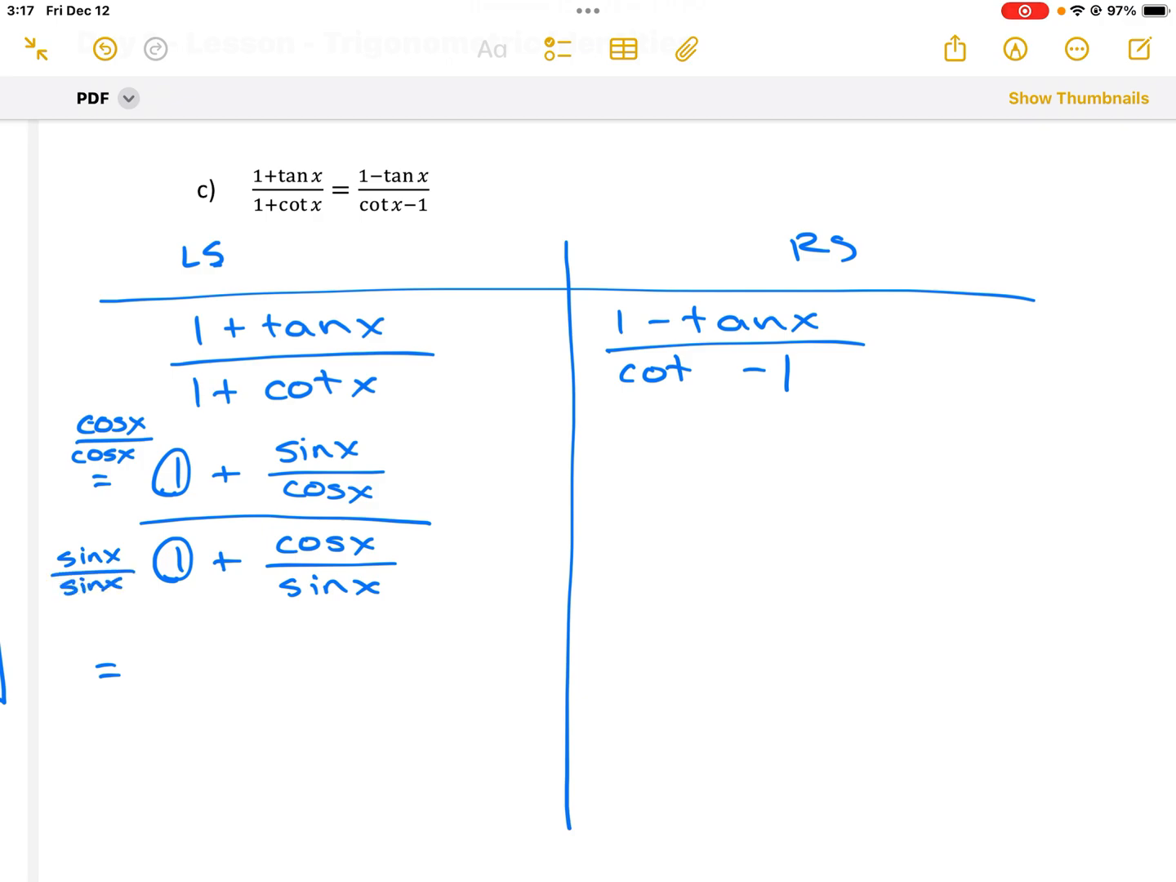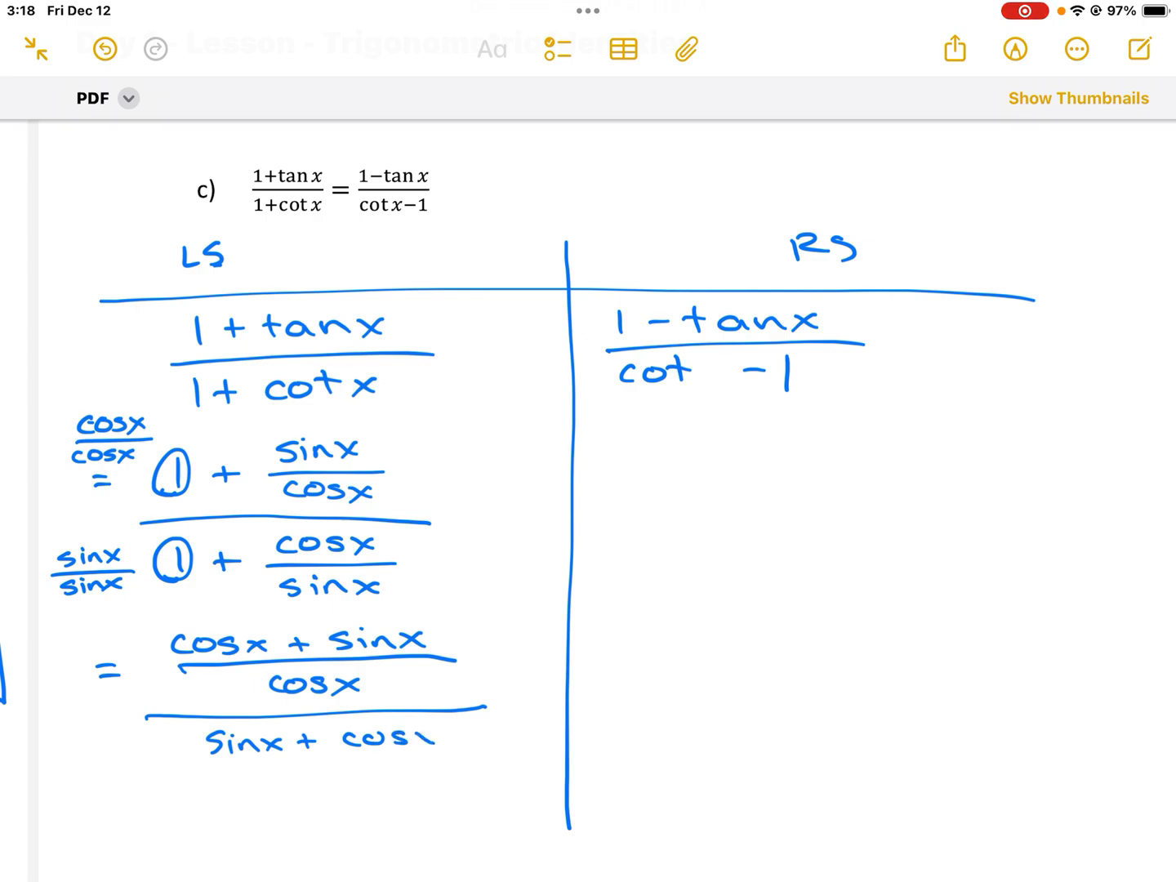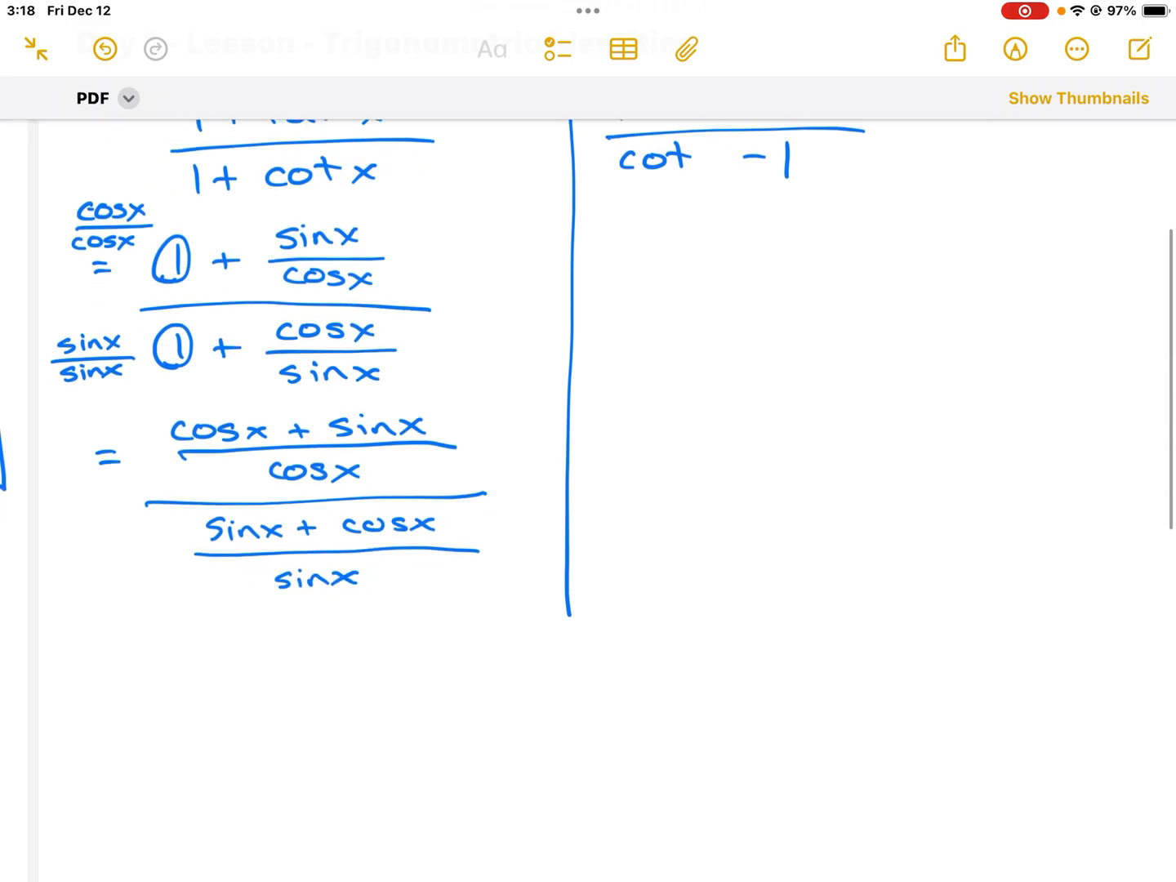And I'm going to add the 2 terms in my numerator and the 2 terms in my denominator. So on top, I've got cos x plus sine x all over cos x. On the bottom, I've got sine x plus cos x all over sine x. Now, I've got my triple decker fraction, or 4-layer fraction. And so what I'm going to do is invert and multiply.